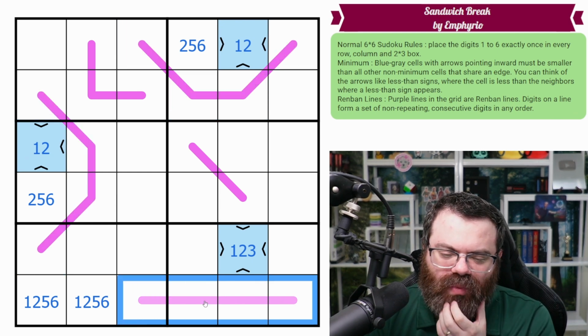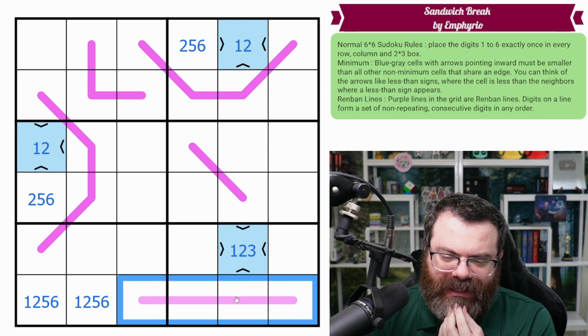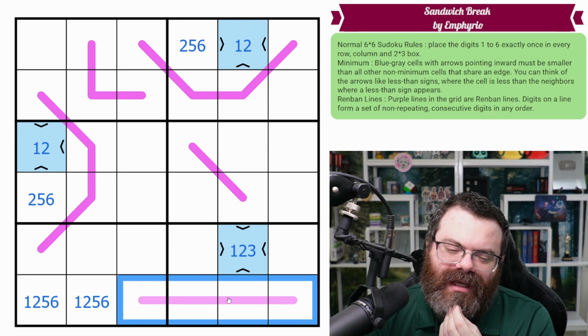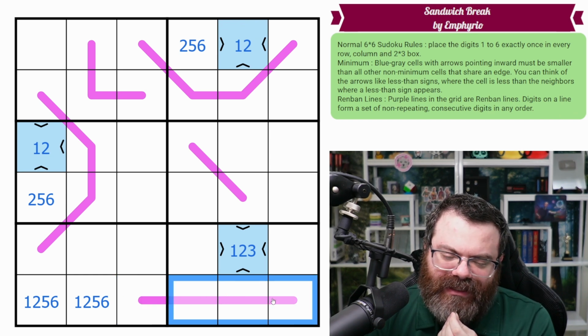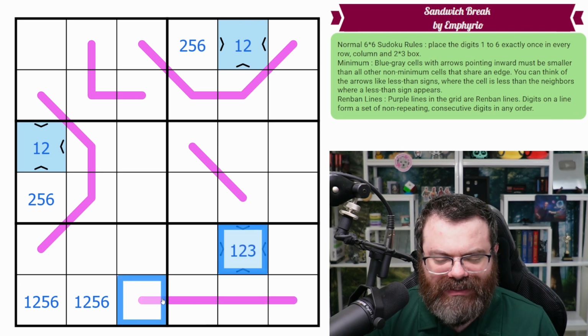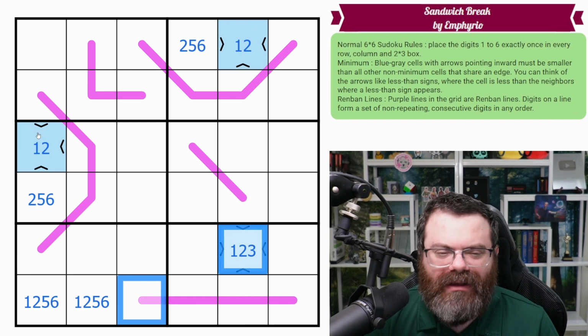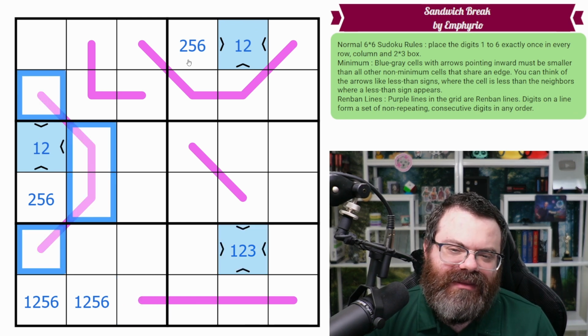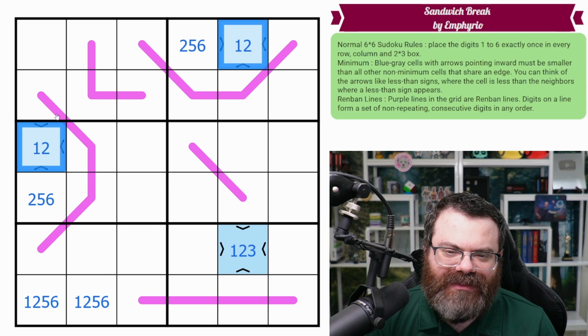I can't put a 1 on this Renban, can I? I can't put a 1 here on this Renban. No, maybe these 2 cells could be the same. Okay, then I can't put a 1 on these Renbans. These Renbans, these minimums see them.